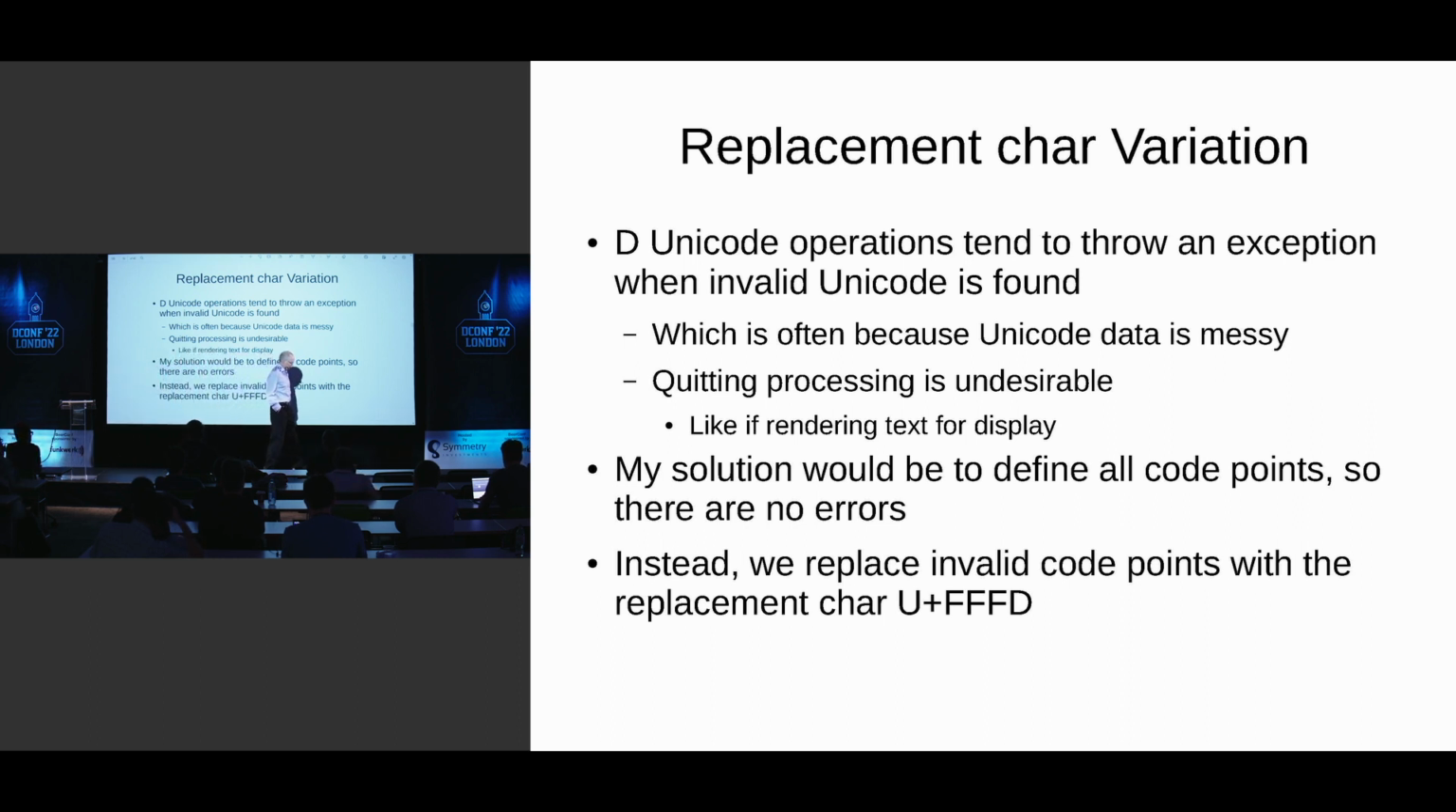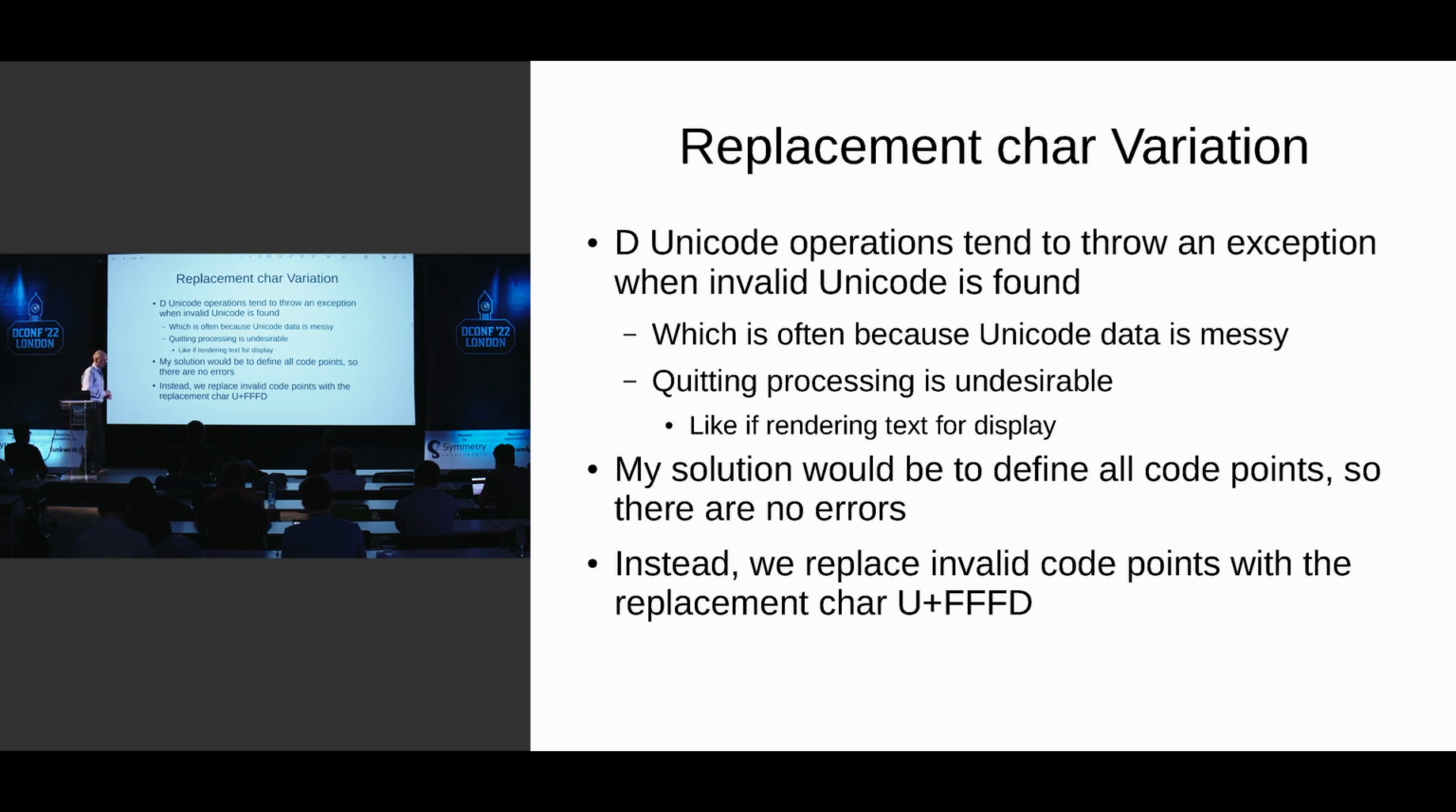For example, if you're a web browser and you want to render the guy's text, you don't want to just throw an exception if somewhere in there there's some bad Unicode. What you want to do is still display the good Unicode in a reasonable manner and do something reasonable with the bad Unicode, or the bad code points in there. In other words, quitting is undesirable.